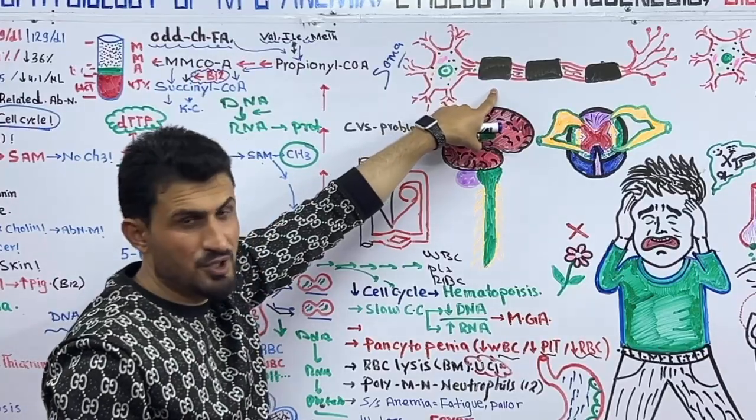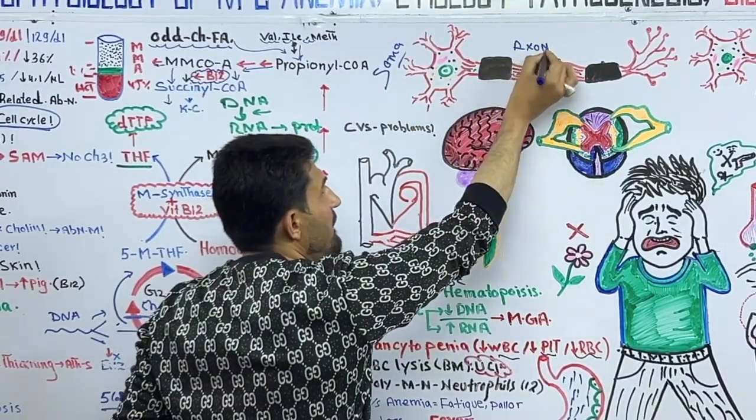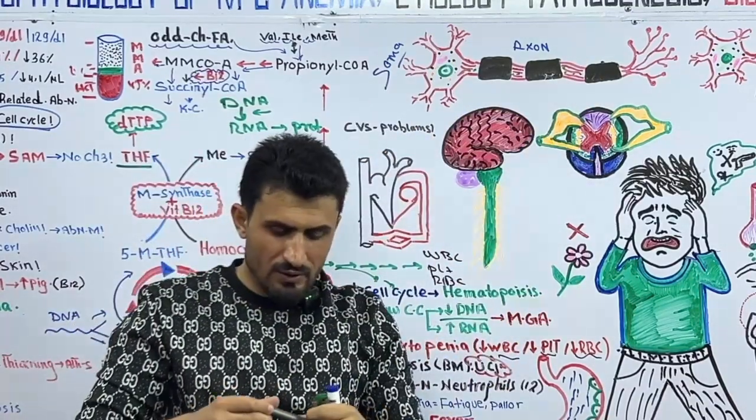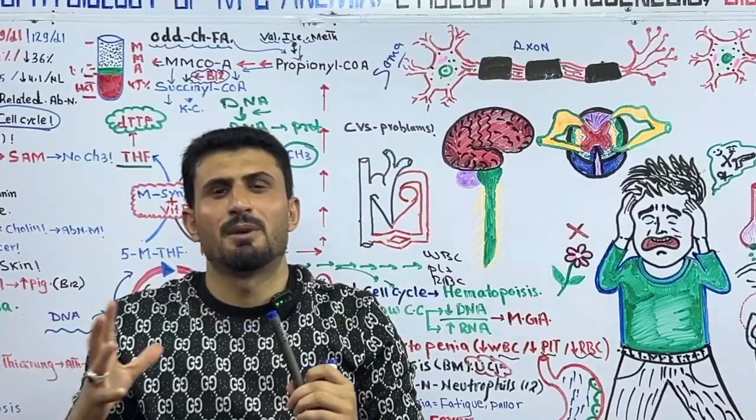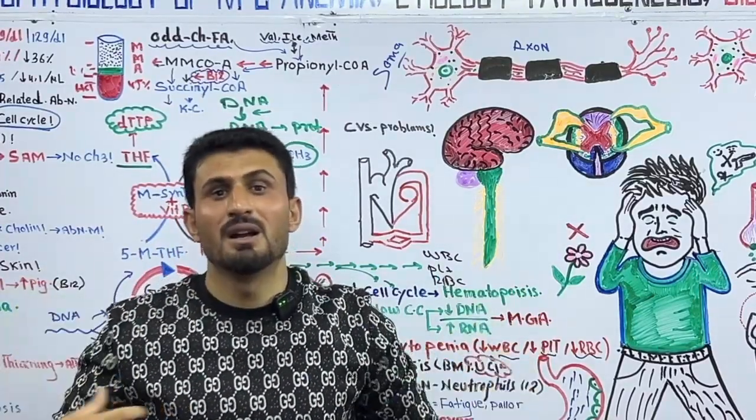This long projection is called the axon. Okay. Now these are dendrites. Now around the axon, we have two types of cells. Some of them are inside the central nervous system. Some of them are in the peripheral nervous system.